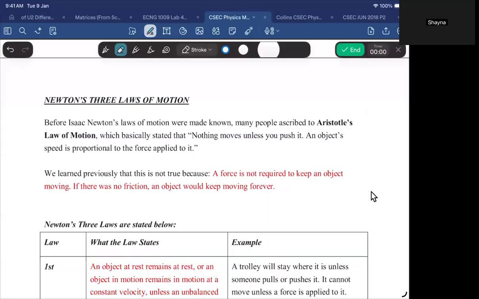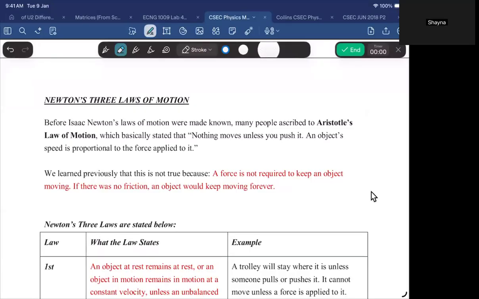He stated that nothing moves unless you push it. An object's speed is proportional to the force applied to it. We learned previously that this is not true, because a force is not required to keep an object moving. If there was no friction, an object would keep moving forever.